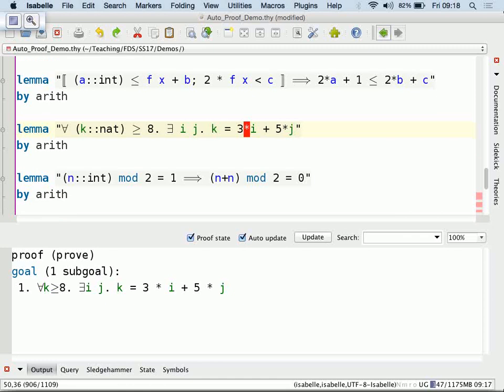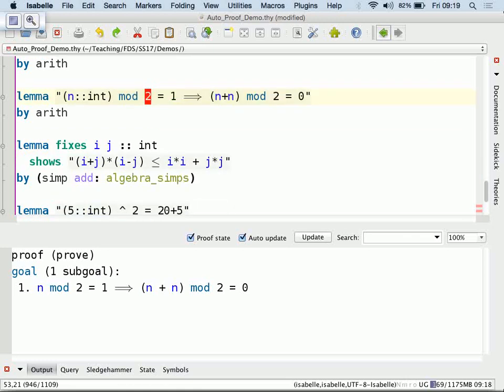And here's a simple example that even with mod, some things are automatic provided the second argument of the mod is a constant. So what does it say? If n mod 2 is 1, then (n plus n) mod 2 is 0. Because the sum of two odd numbers is an even number.